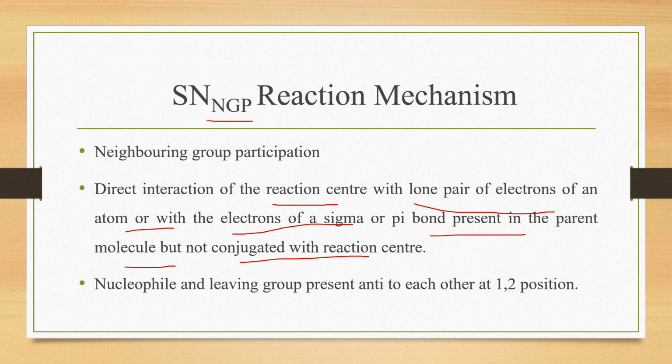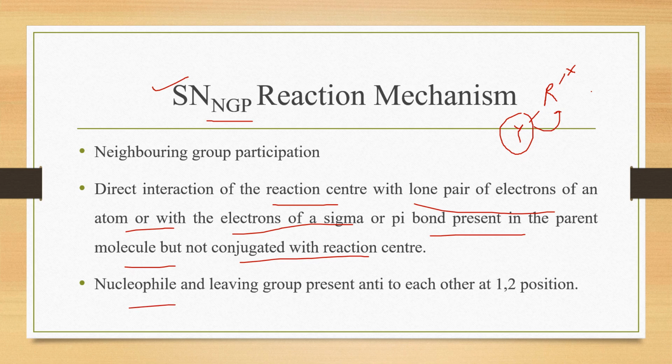In other words, suppose we have a molecule with one leaving group, say X, and one neighboring group, that is Y. This Y will just aid or help in the formation of the intermediate, and thus it will help in formation of the stable product which will follow this SNNGP. And here the role of this neighboring group is very important.